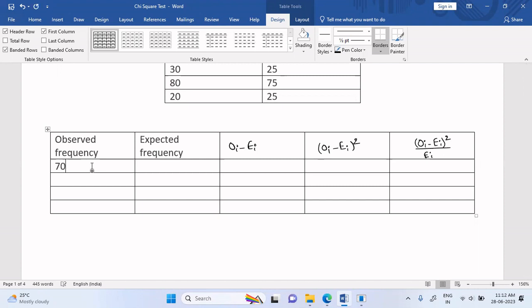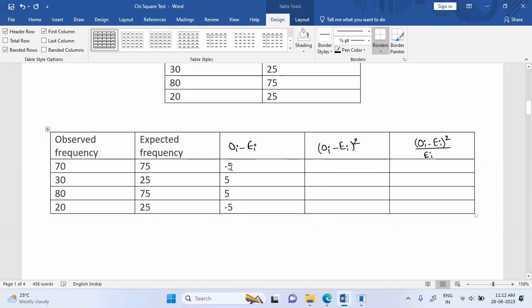70, 30, 80, 20. Coming to the expected frequencies, 75, 25, 75, 25. So observe this column, observed frequency minus expected frequency. That means 70 minus 75, which gives minus 5. 30 minus 25 plus 5. 80 minus 75 plus 5. 20 minus 25 minus 5.